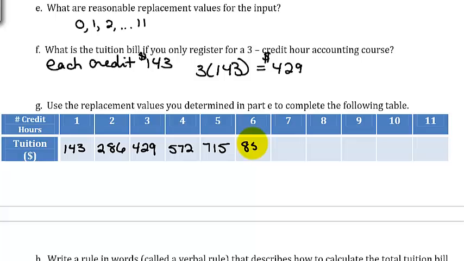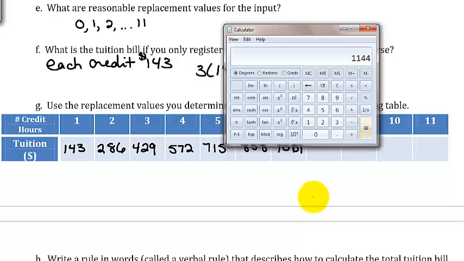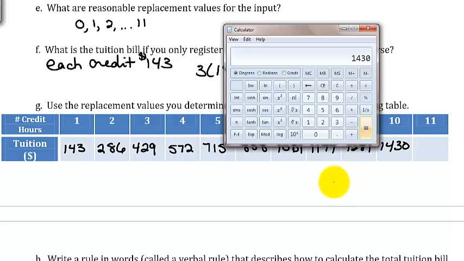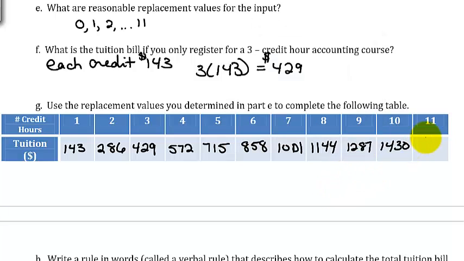And 858. 1001. 1144. 1287. 1430. And 1573.